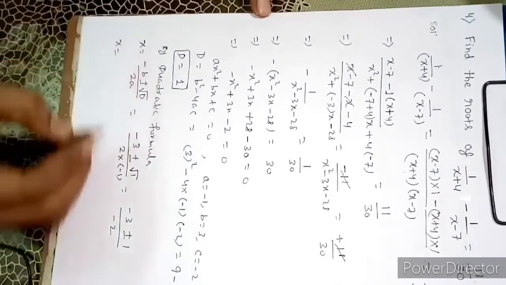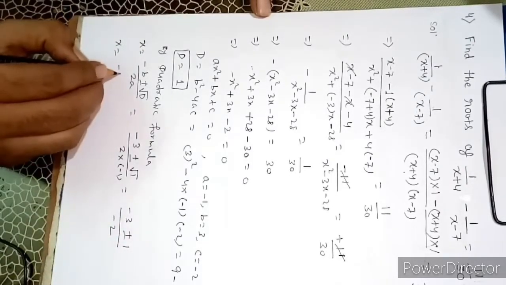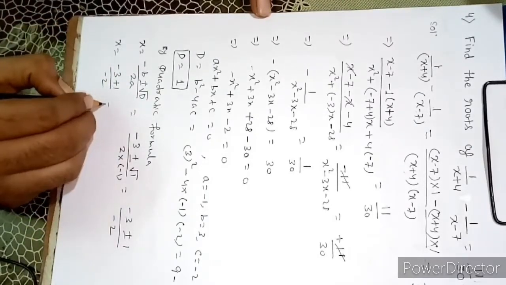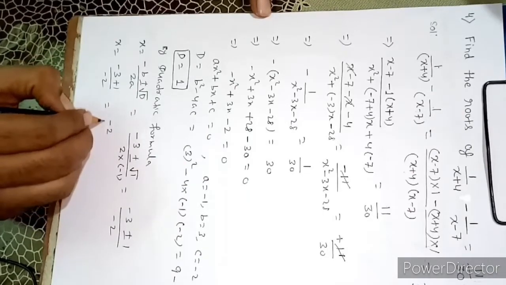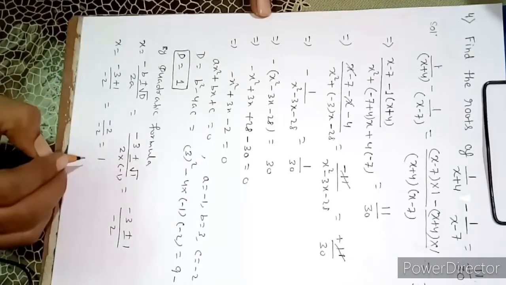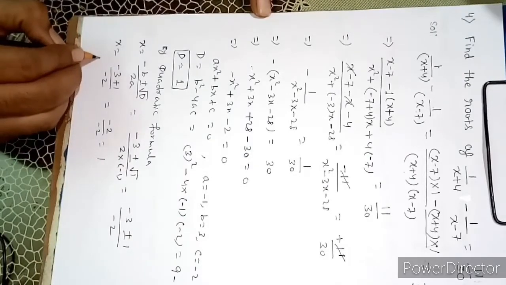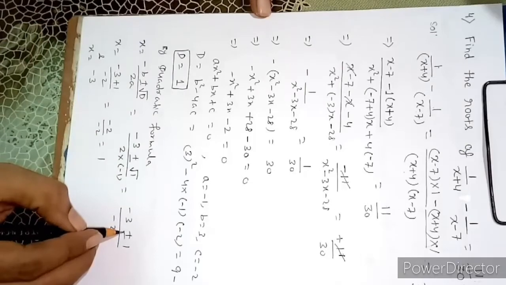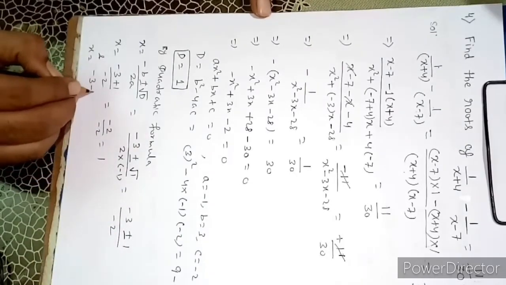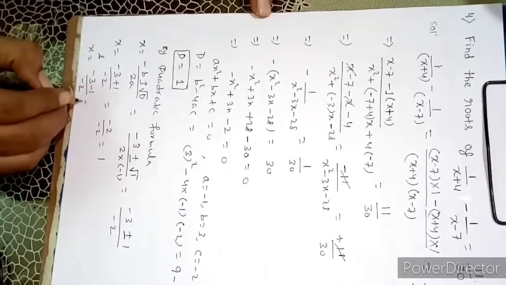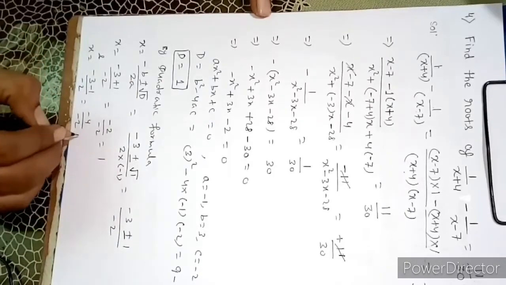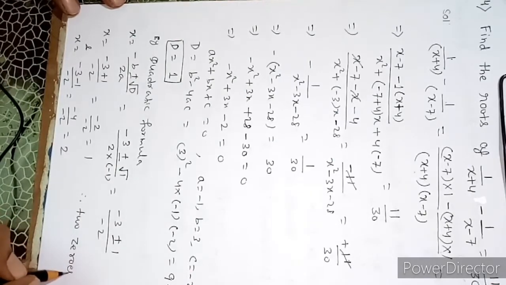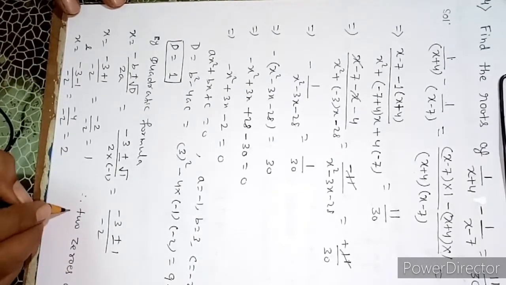Now first I will take this plus value. x equals to minus 3 plus 1 by minus 2. We get minus 2 by minus 2, that is 1. And x equals to minus 3 minus 1 by minus 2, that is minus 4 by minus 2. You are getting 2. So zeros are 1 and 2.